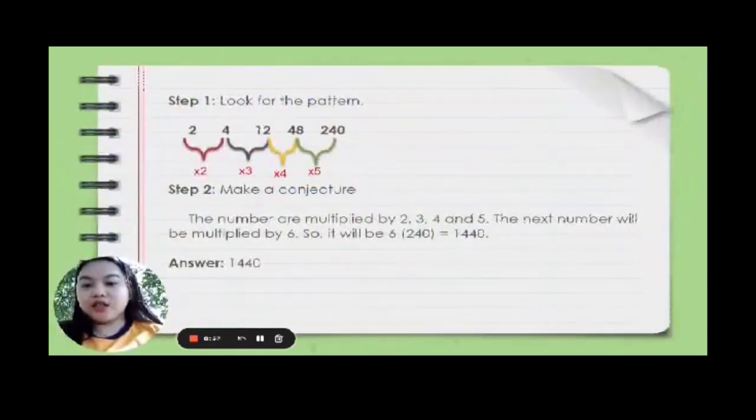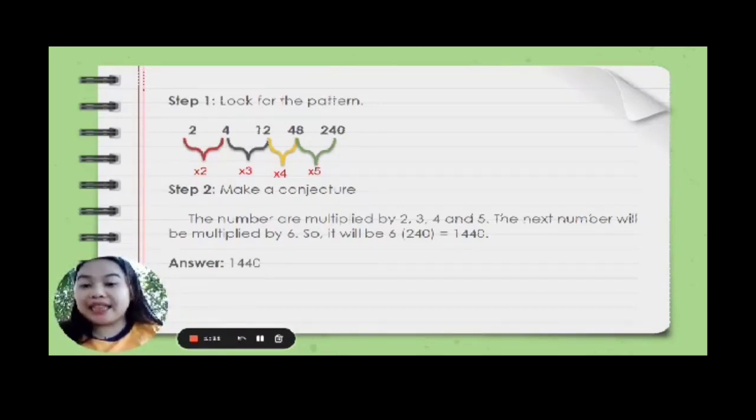So step 1, look for the pattern. For the sequence 2, 4, 12, 48, and 240, the pattern is 2 times 2 is equal to 4. So our first term is multiplied by 2, then the result will be the second term, which is 4. Next, 4 times 3 is equal to 12. So 12 will be our third term. Next, 12 times 4 is equal to 48.